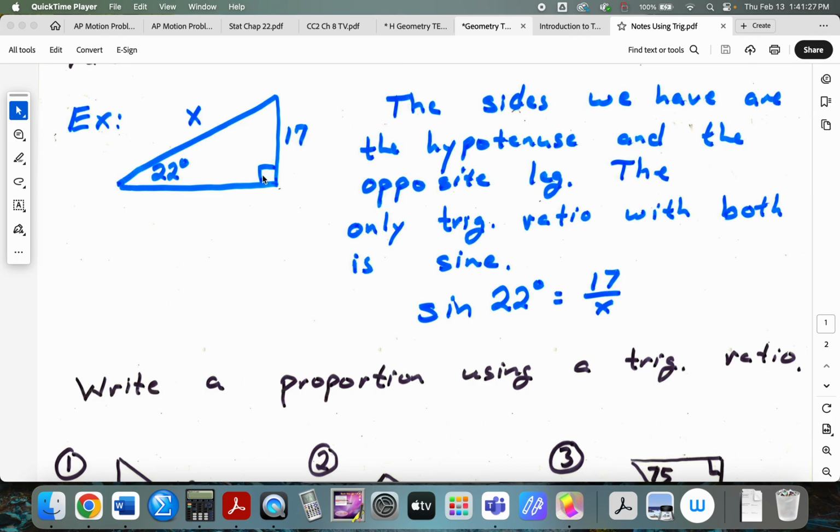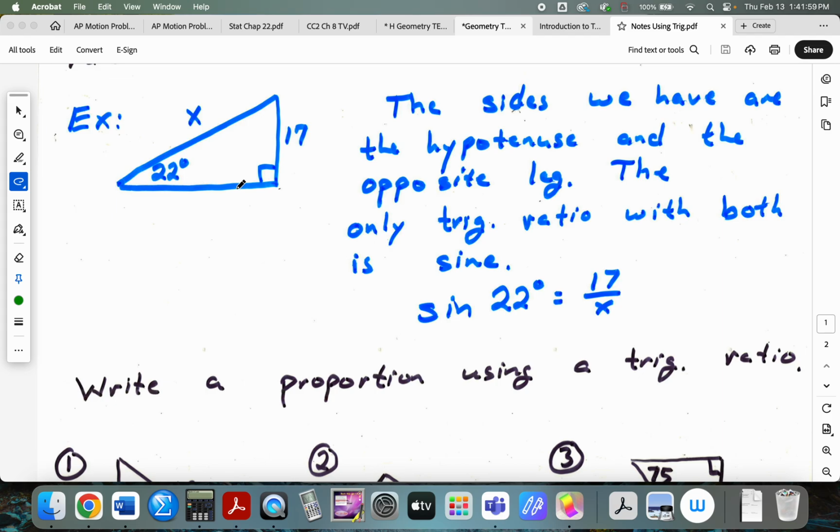So here we have this 22-degree angle, and we have that it's a right angle. So it's always got to be a right triangle. If it's not a right triangle, you can't do the problem with trigonometry, at least not the trigonometry that you know. There's more stuff that you'll learn, like I said the other day, when you get to pre-cal. But for this class, it's just right triangles, only right triangles. And what we want to do is identify what sides we have in this problem.